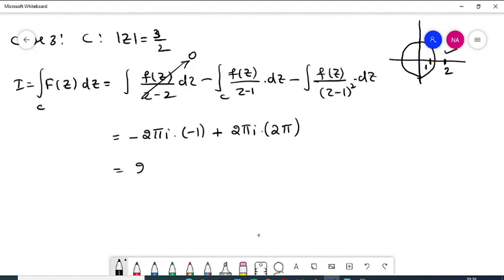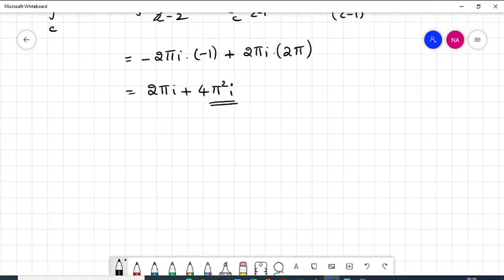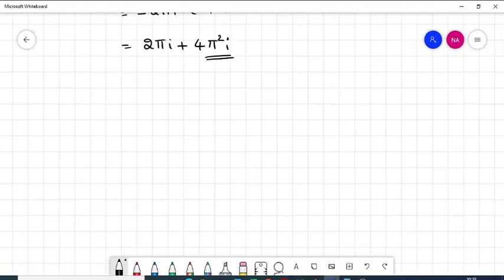So it will be 2 pi I plus 4 pi square I. Okay, with this we conclude the discussion on problem B. Next, problem C.